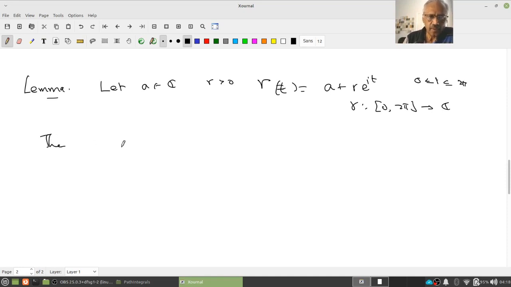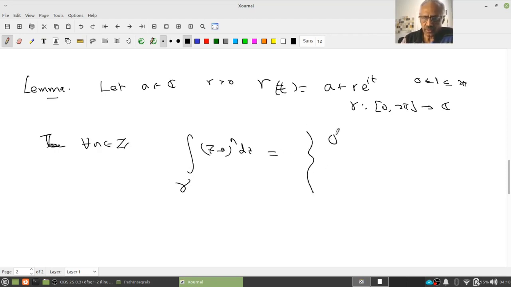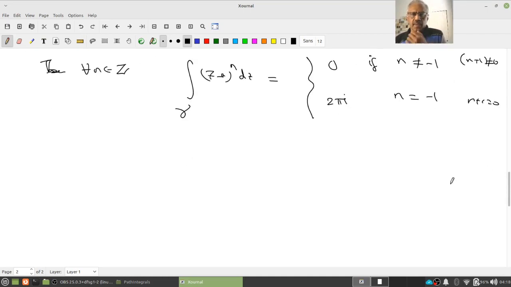Then, for every integer n, the integral over gamma of z minus a to the power n dz equals 0 if n is not equal to minus 1, and equals 2 pi i if n equals minus 1. That is, this is n plus 1 not equal to 0, and this is n plus 1 equal to 0. Please pause, review, proceed.